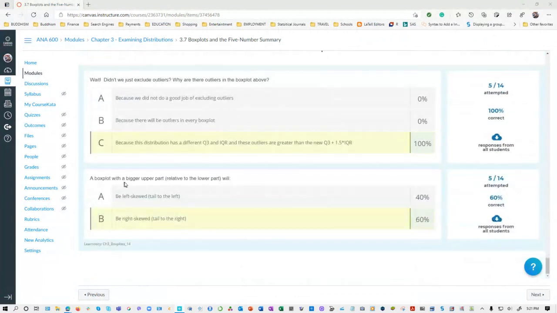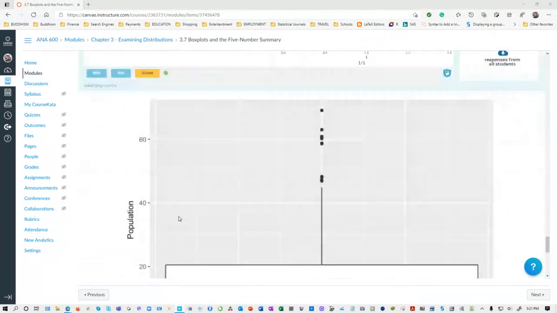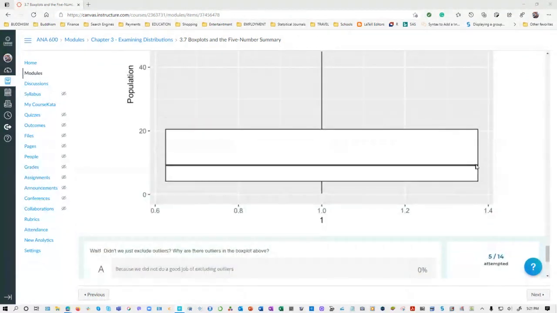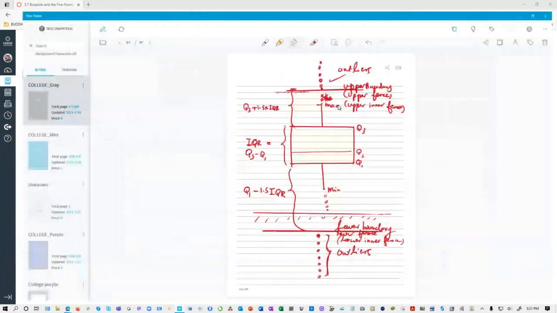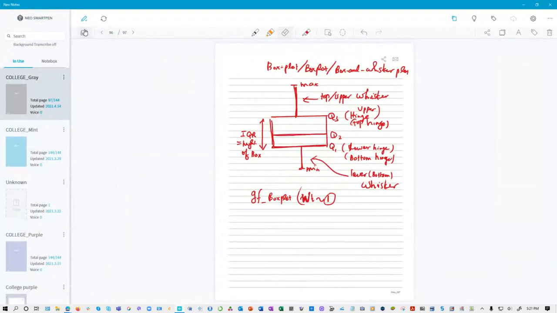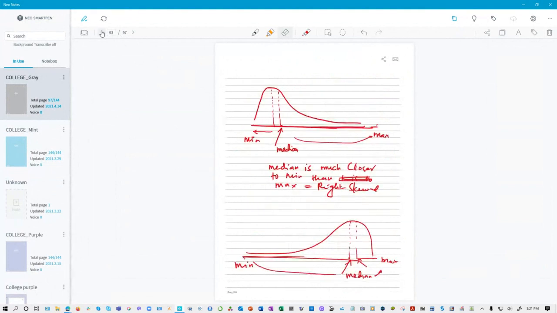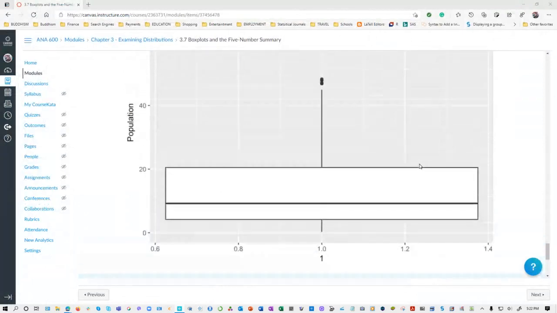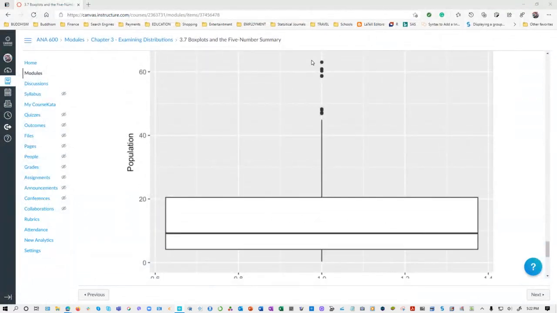Okay. So a box plot with a bigger upper part will be right skewed, see. Bigger upper part. The median is close to this side, and the median is away from that one. You saw that one in our discussion. The middle line is the median in this box plot. The median is away from the max and close to the min. If the median is much closer to the minimum value than to the maximum value, it is right skew. Right skew, see?